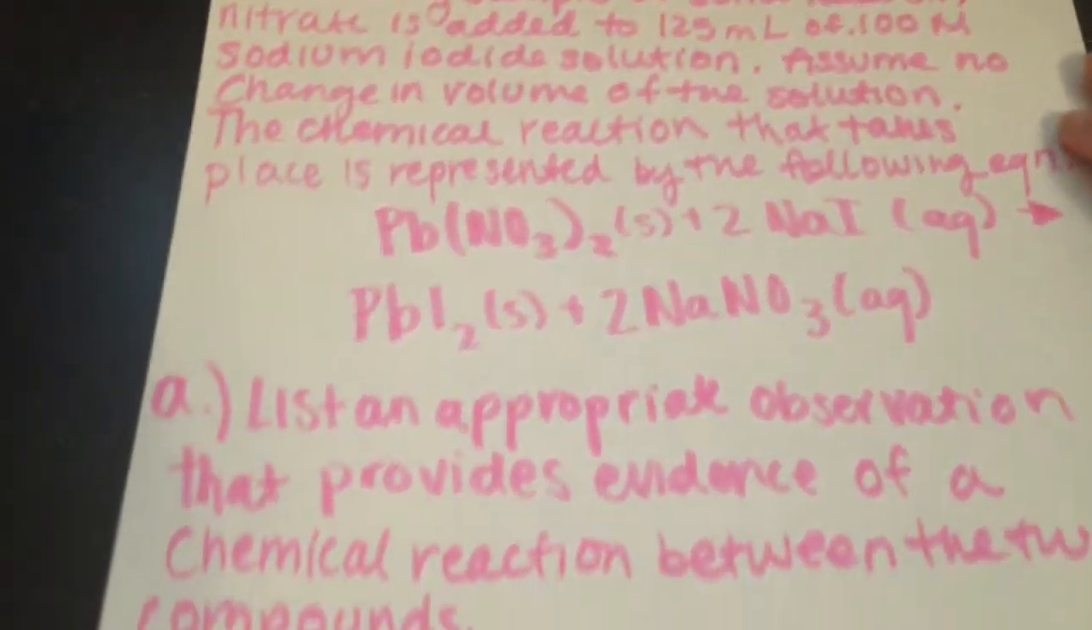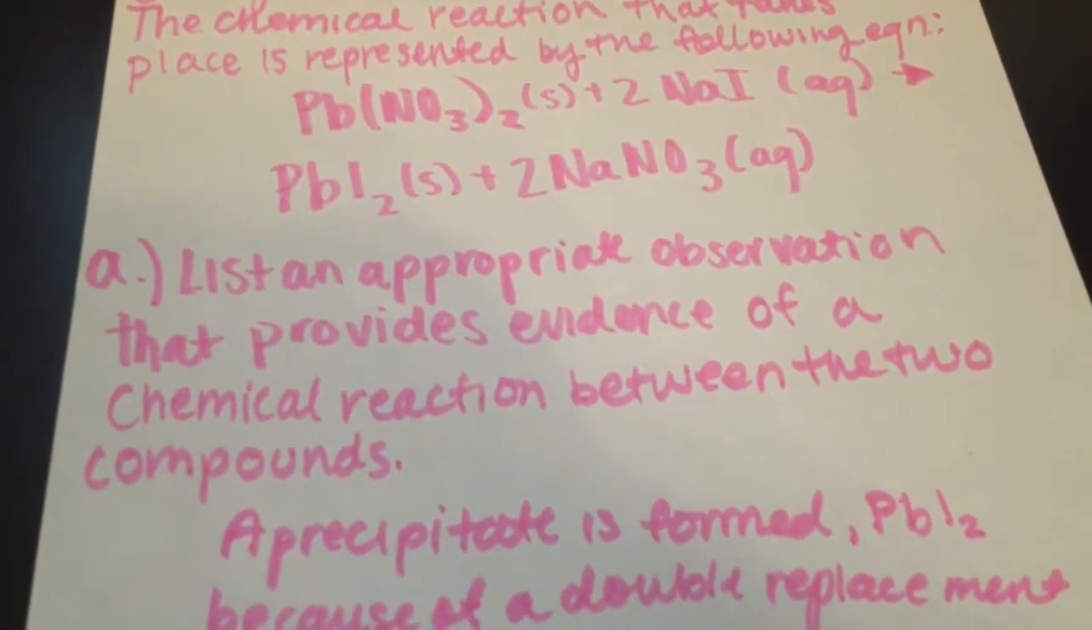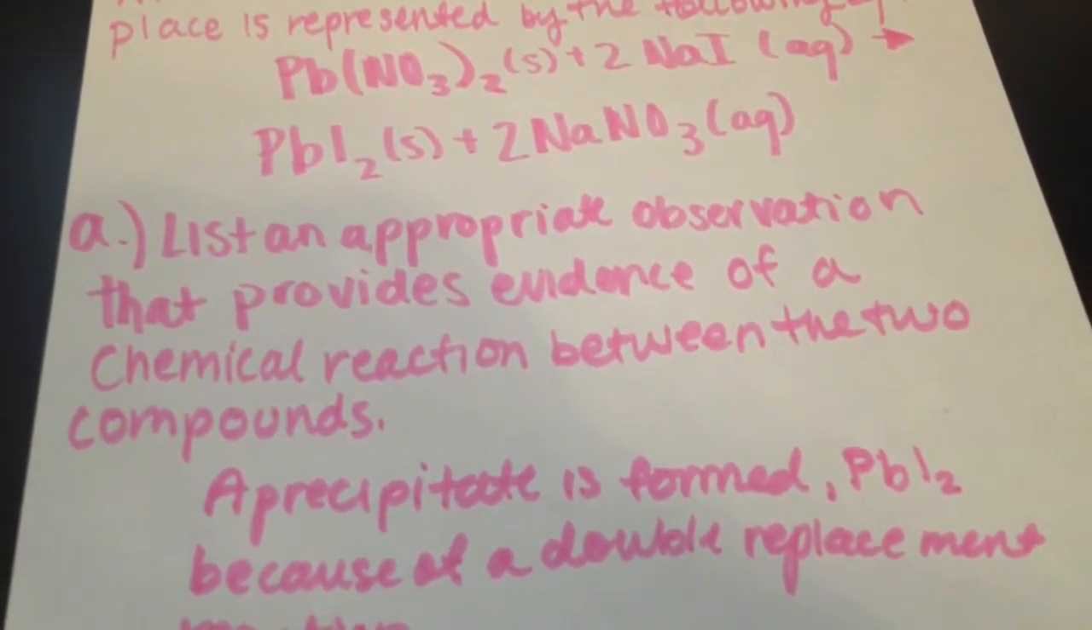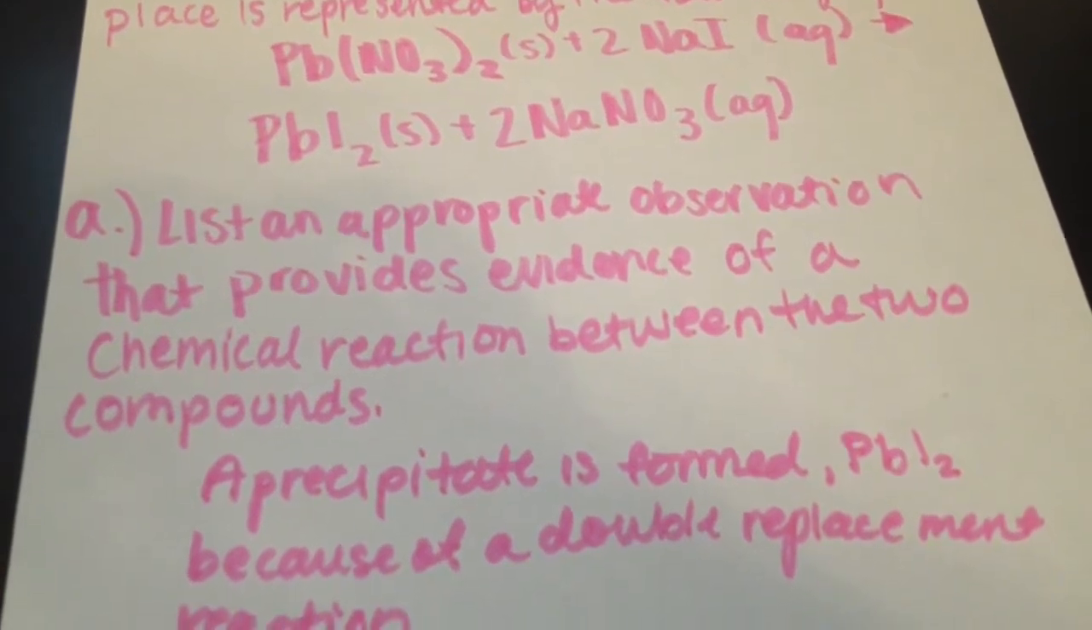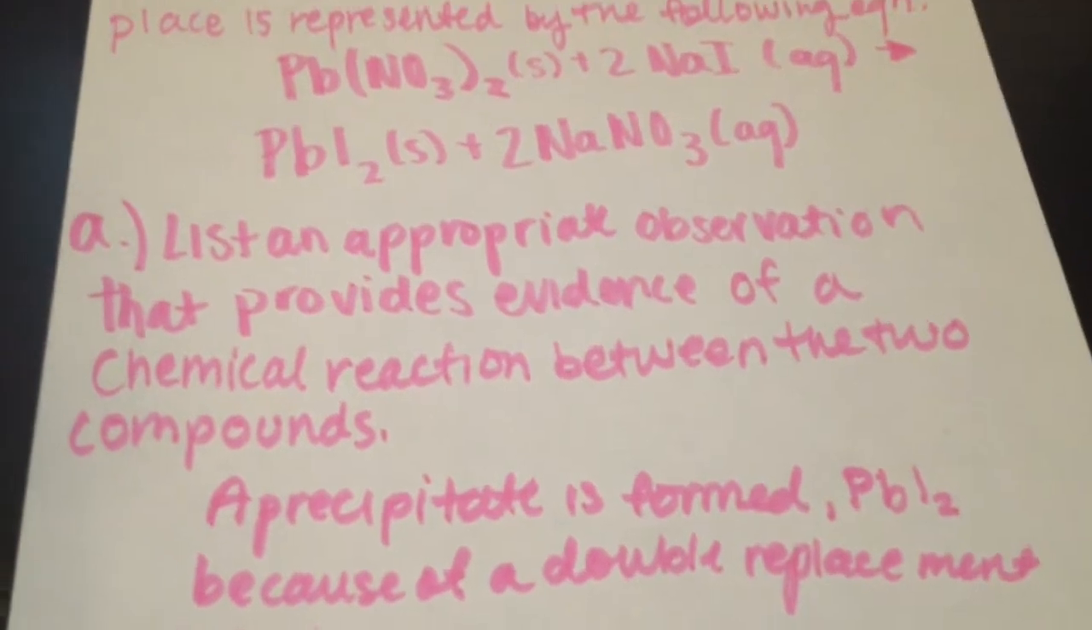So for part A, we have to list an appropriate observation that provides evidence of a chemical reaction between the two compounds. So the precipitate PbI2 is formed because of a double replacement reaction.